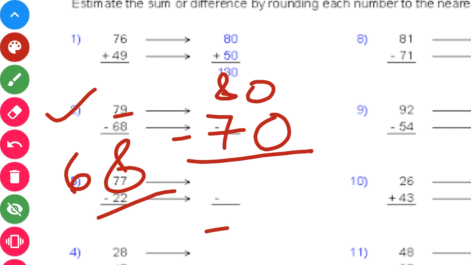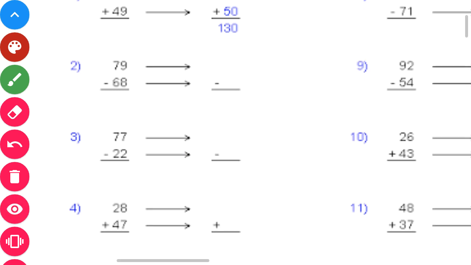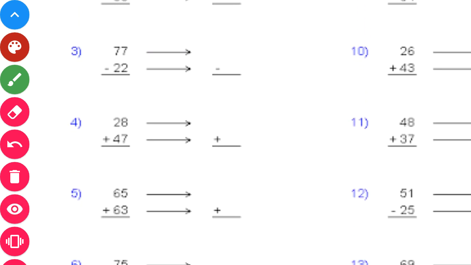So what will we get? We will get 0 minus 0, 0, and 8 minus 7. What will we get? 8 minus 7 will be 1. So this is our answer. You are getting it, no? Okay. Now moving toward question number 3. Read the question. 77 minus 22.